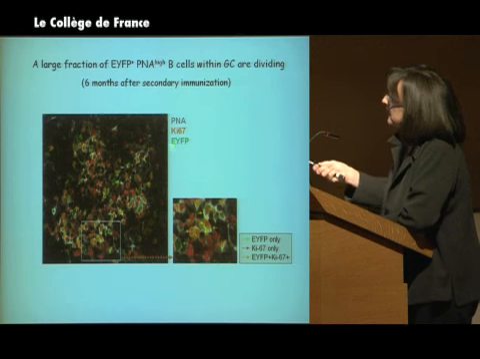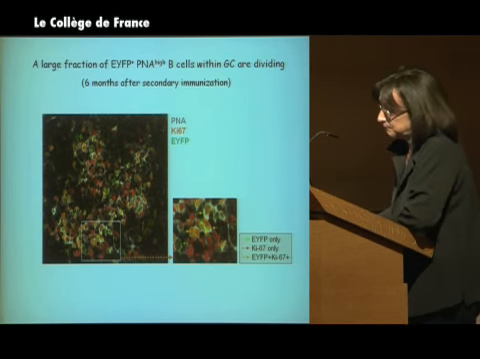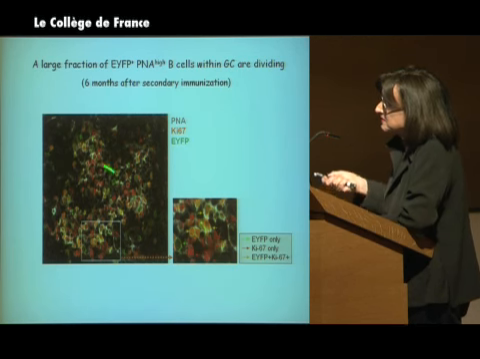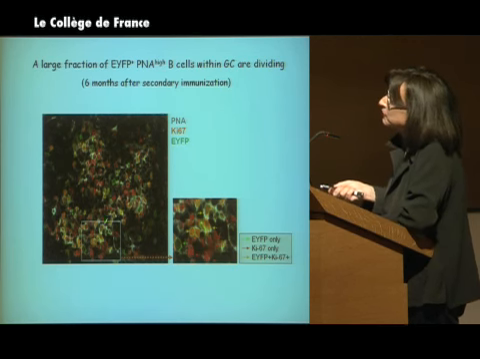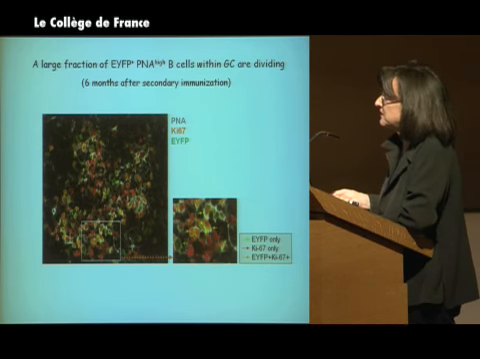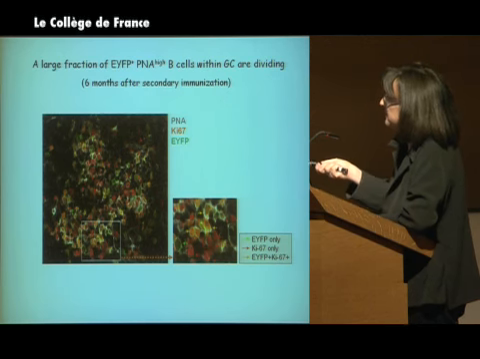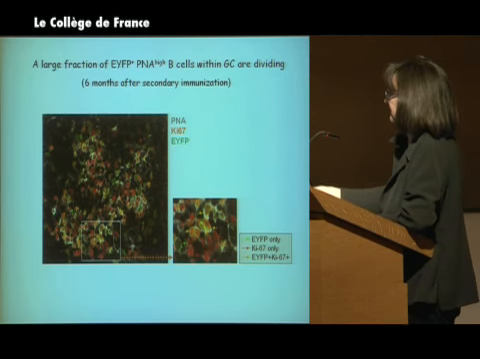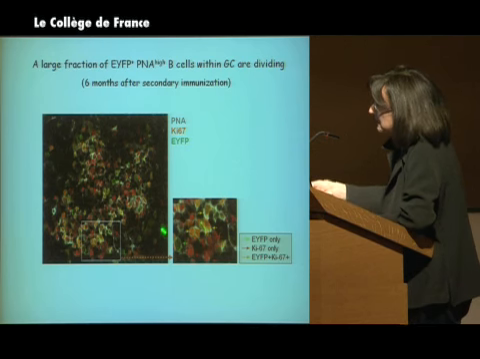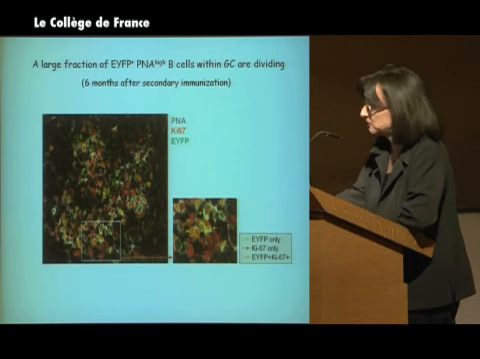And again, using the Ki67 marker, which is a marker for proliferating cells, you can see that in this residual germinal center structure, 6 months after the secondary immunization, there are YFP cells that are proliferating. So YFP are the light orange, together with cells that are not proliferating, within this germinal center structure for up to 6 months.